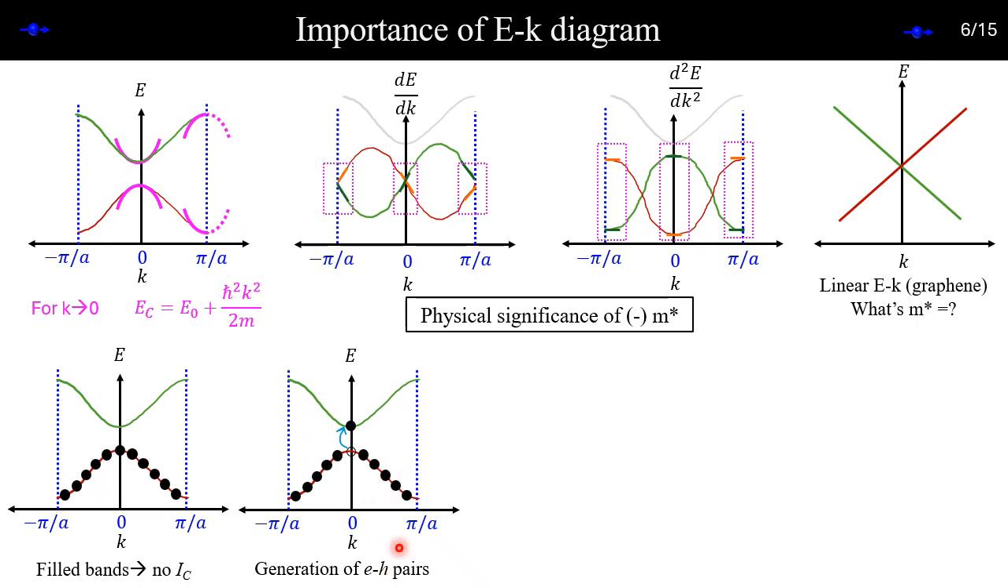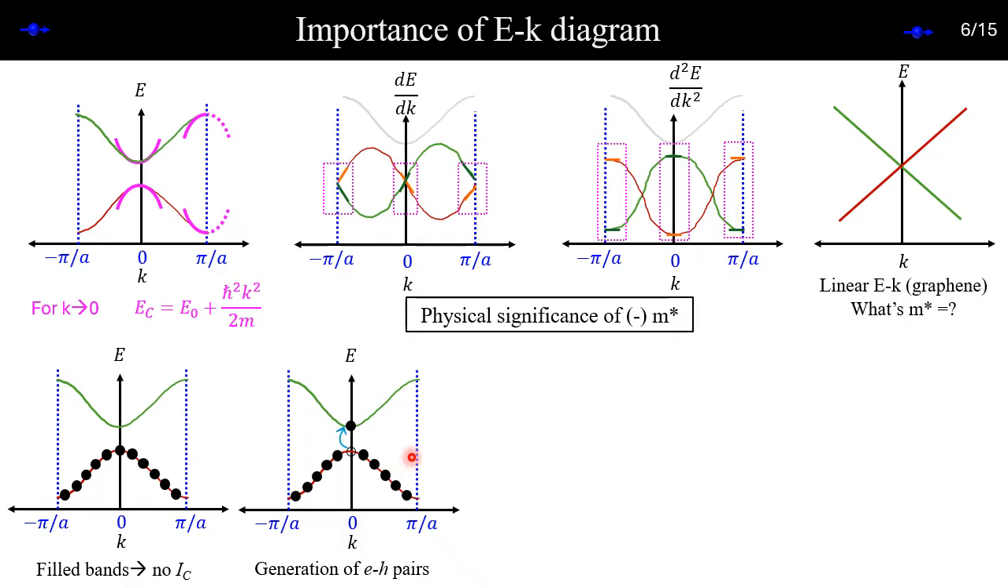This is what you get. This is the excited state. So that's why at room temperature or elevated temperature you get a curve like that. But here you still won't have current. The reason is that you have an equal number of electrons with plus k and minus k. They will cancel like this. So that is important.